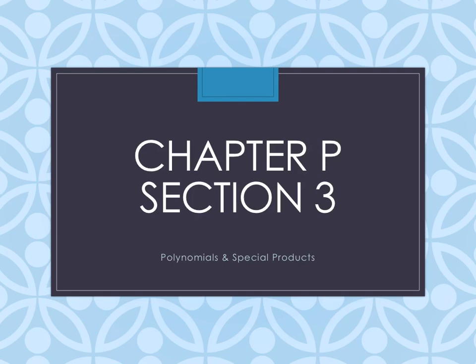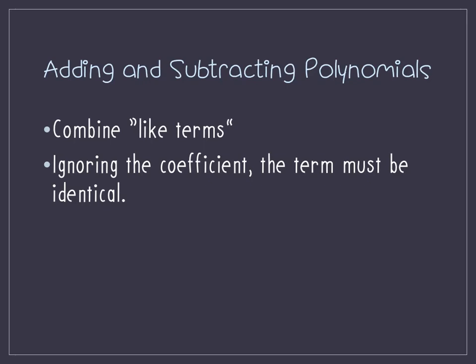So today we're going to cover section 3 of the prerequisite chapter. Today we're going to learn how to add, subtract, and multiply polynomials. So when we add and subtract polynomials, it's like combining like terms. When you have like terms, it has to have exactly the same variable with exactly the same exponent. Once we have like terms, then we just add or subtract the coefficients.